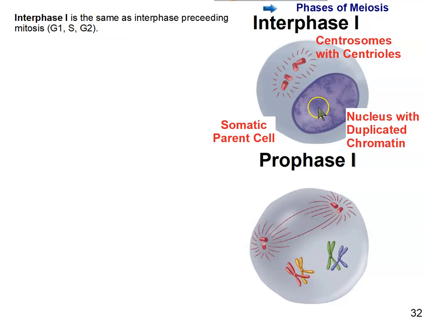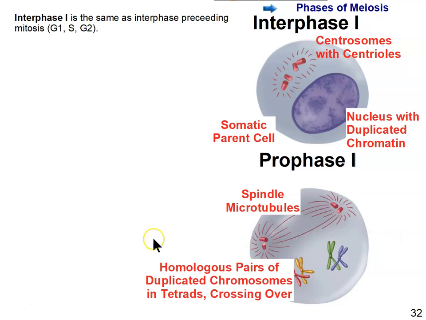All the enzymes are doubled, all the organelles are doubled, so we're ready to divide. And then we get into prophase I, and we see the spindle being formed between the centrosomes that are moving towards opposite poles of the cell, just like in mitosis.